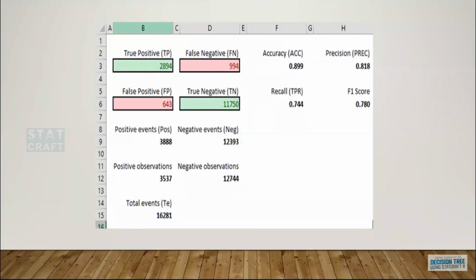This is true positive, true negative. Correctly classified cases, green one, green one, right? They are correctly classified cases. And pink one, misclassified cases. So the summation of 1, 2, 3, and 4, 2894 plus 11750 divided by the total is the classification accuracy. Now, can you see the Excel sheet? Is the Excel sheet visible where classification accuracy is 0.899? Right? Okay, let's proceed further.